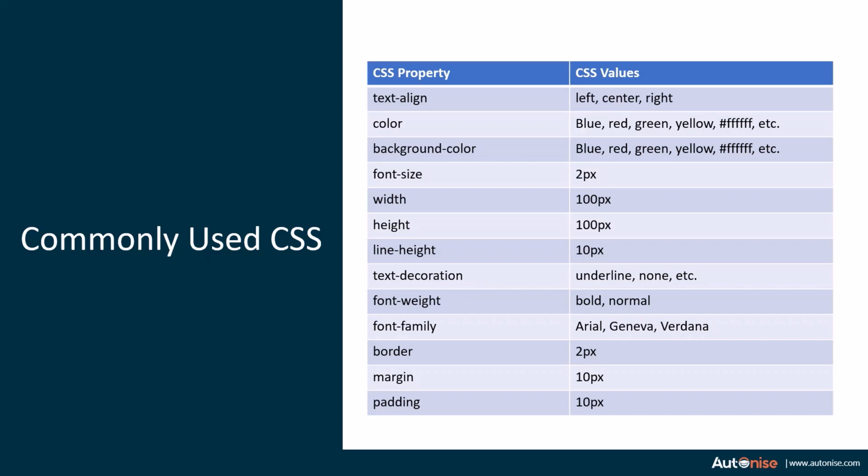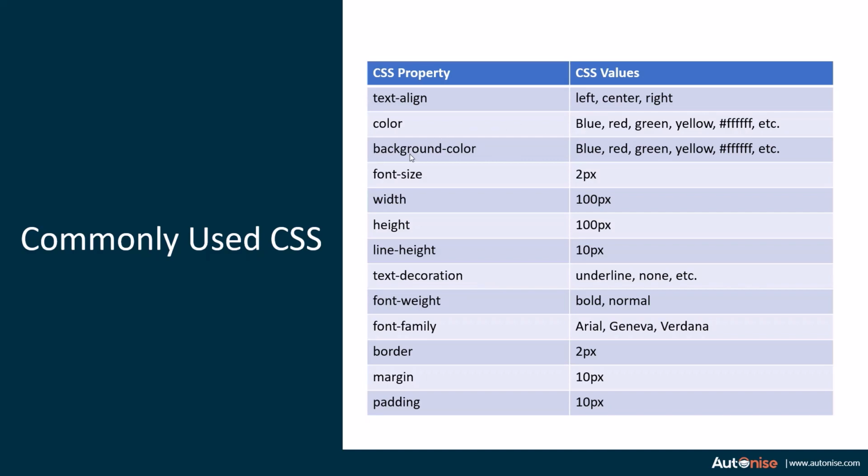You can use the text align property with the values left, center, and right. As it's self-explanatory, when you align left, your text will be left aligned. When you use center, it will be center aligned, and when you use right, it will be right aligned. Next, there is the color. This color is used to specify the color of your text. You can use the values blue, red, green, yellow, or you can use hex codes as well. Hex codes are used to specify the RGB values of your color.